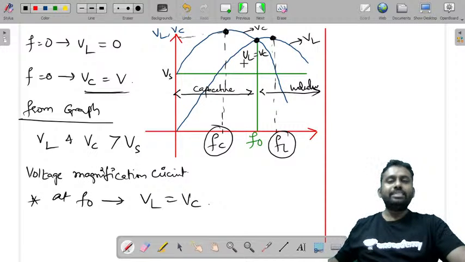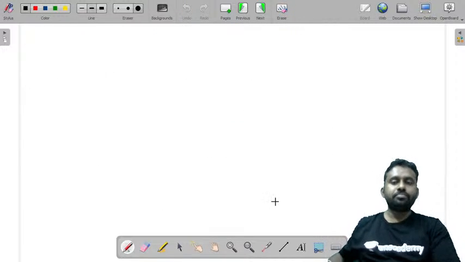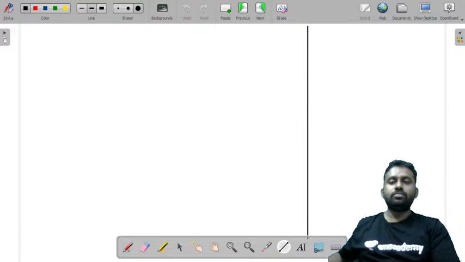There will always be an energy transfer between the inductor and capacitor, and the heat is dissipated in the resistor at resonance. Now how do you find this FC and FL? Although I'm not going to derive it, I'll just give you how to do that. That is to find FC and FL.